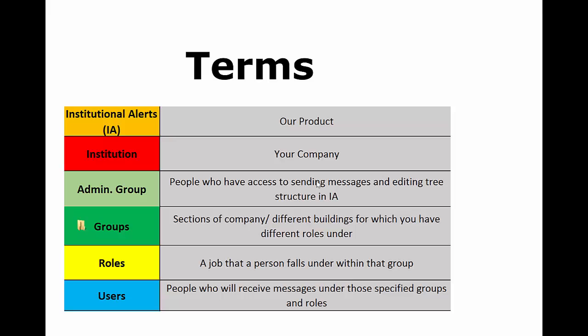And then groups might be a section of your company, say marketing versus sales versus finance, or support staff versus field staff, that sort of thing. And then roles are jobs that come under those particular groups that you've been creating. And then the users are the actual people underneath those roles that allow you to actually send out the messages to those Twitter accounts. Those are users that fit underneath the roles.